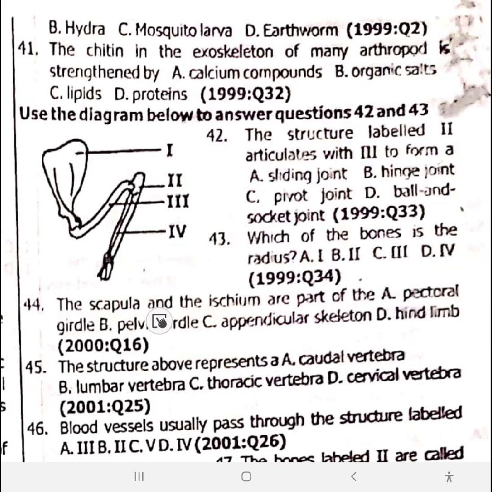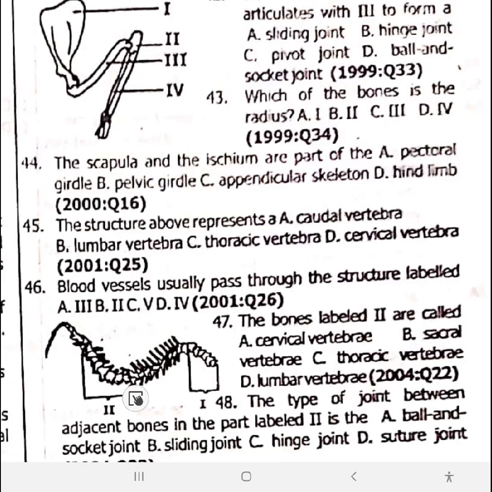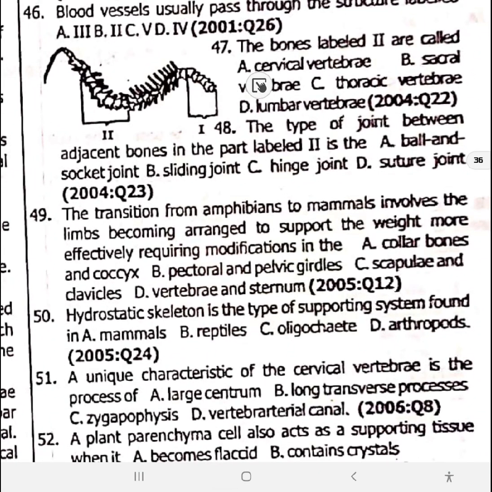44. The scapula and the ischium are part of the appendicular skeleton. 44 is option C. They didn't give us the structure for 45 and 46. 47. The bones labeled II are called lumbar vertebrae. 48. The type of joint between adjacent bones in the part labeled II is called what? 48 is option B, sliding or gliding joint.